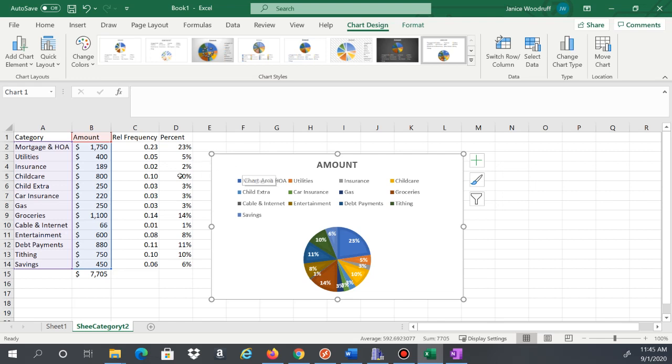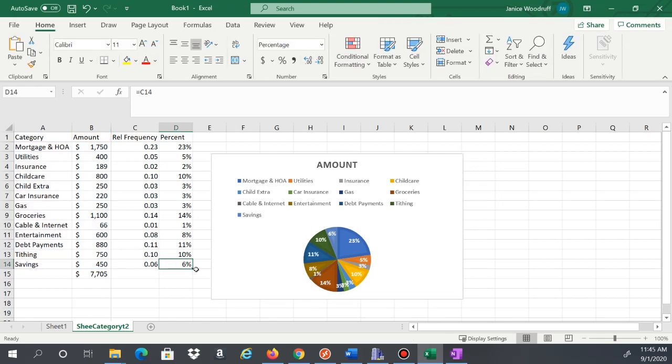Utilities, childcare, all that kind of stuff. So you kind of break it down however you want. 6% of savings is probably not that great, but you're just going through and you're looking at your categories. Most of you probably do not do your own budgeting, but some of you do. But this is something that is going to be a requirement. You're all going to do it at some point. You're going to grow up and pay your own bills.